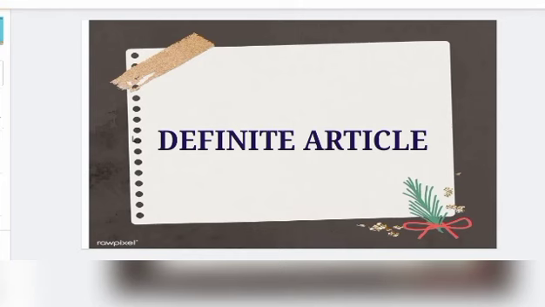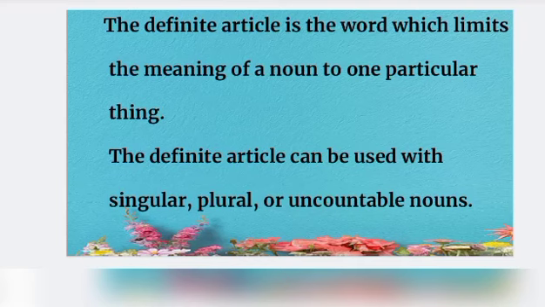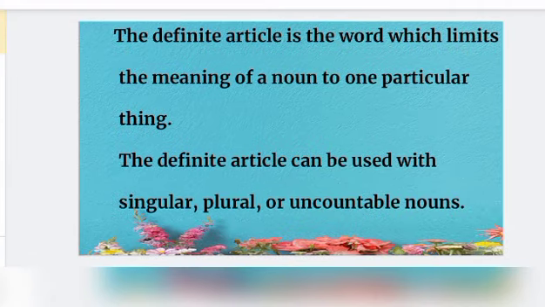Okay children, now let's see the definition for definite article. The definite article is the word which limits the meaning of a noun to one particular thing. The definite article can be used with singular, plural or uncountable nouns.